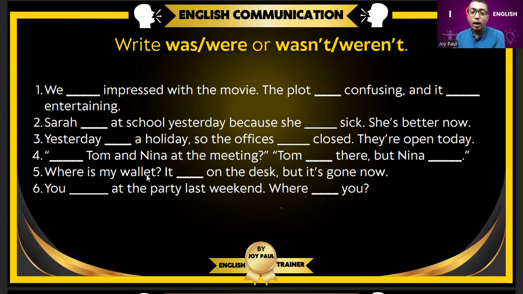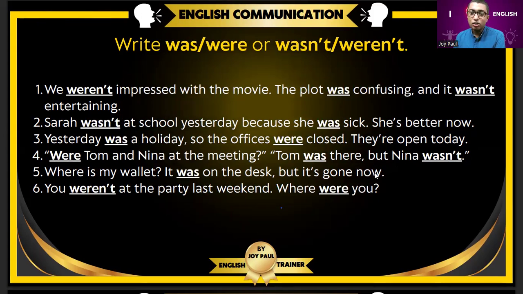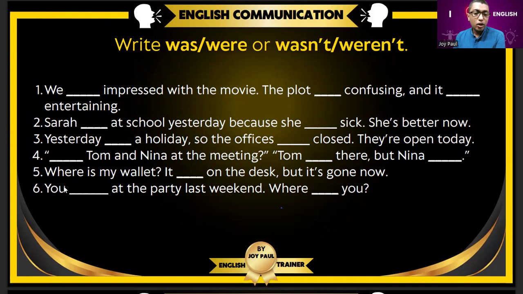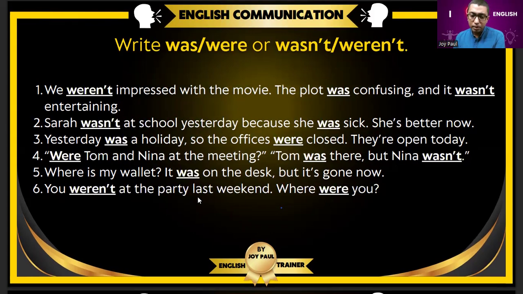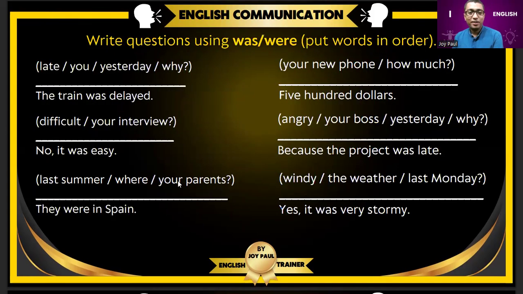Where is my wallet? See the sentence? You can say to someone, where is my wallet? It was on the desk, but it's gone now. You dash at the party. You were at the party. You were not at the party last weekend. Where were you? Clear? Great.